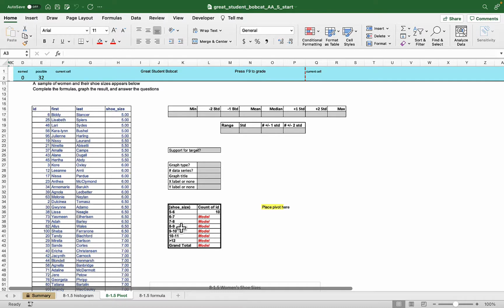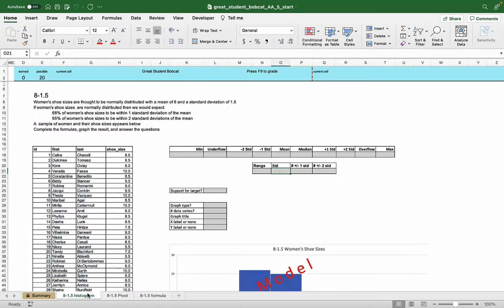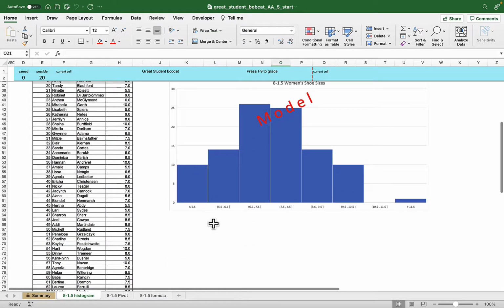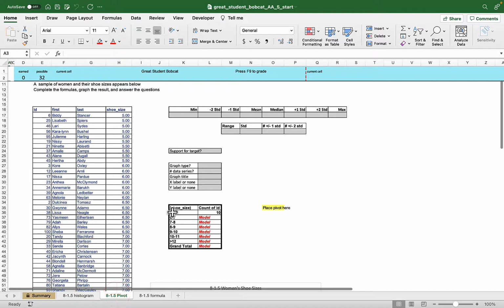But I want to point out that that's very different from the way the histogram worked. If you go back to the histogram, you'll notice that it's the lower bound that's not included and the upper bound that is included. That's very different from here, where the lower bound is included and the upper bound is not. I don't know why Excel would have designed things that way, but it's the way it is.